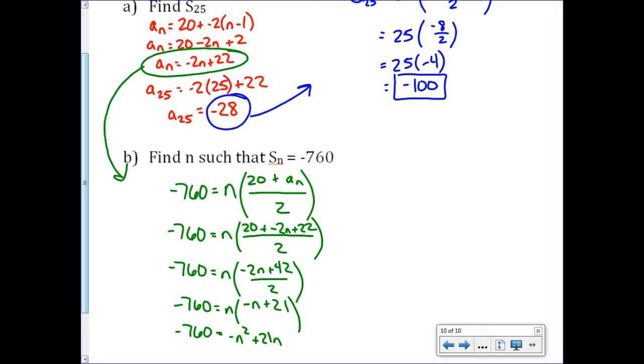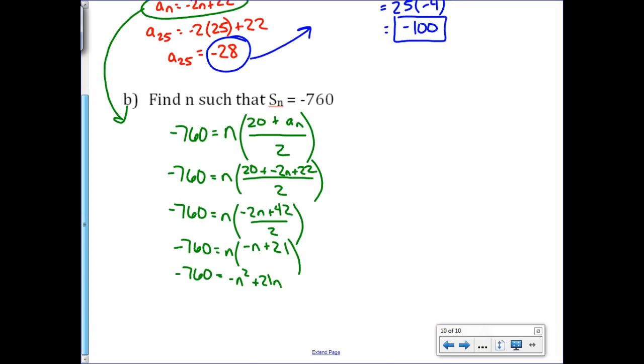Well, I'm all about keeping n squared positive because we're probably going to have to factor, so I'm going to move everything over to the left. So add n squared and then subtract 21n to put it on the other side. So then I still have minus 760 is equal to 0. So I need 2 numbers that multiply to negative 760 and add to negative 21.